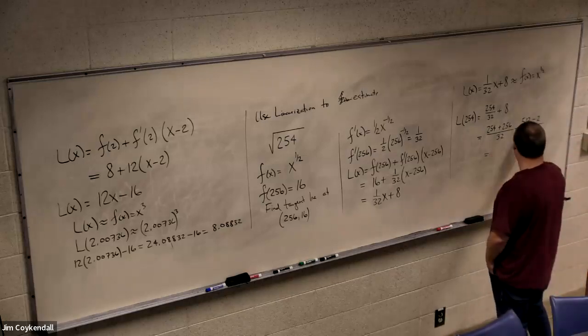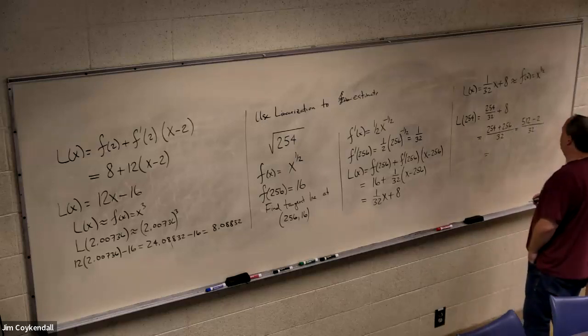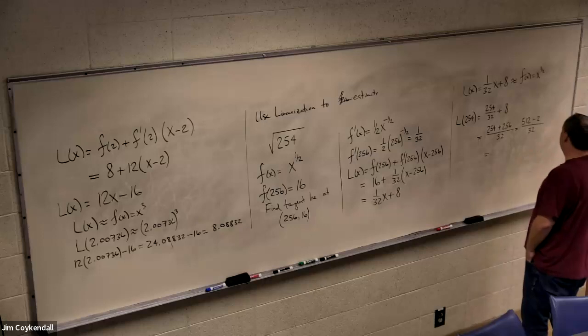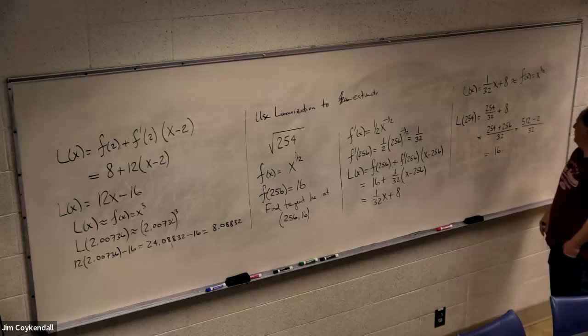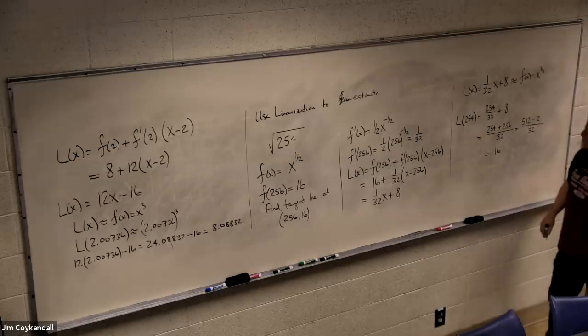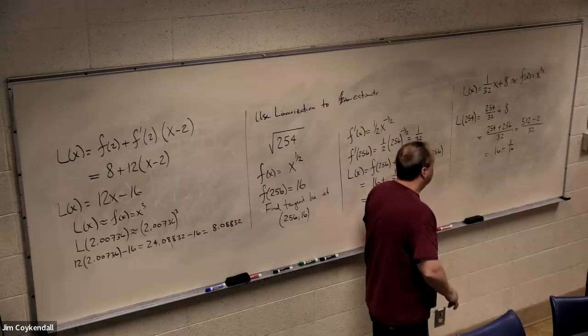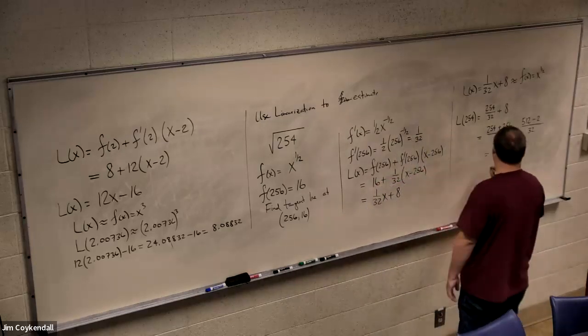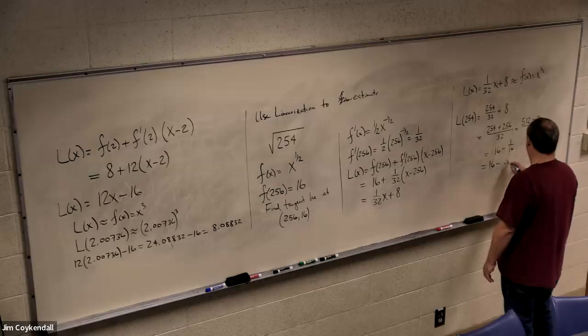The reason I do this is because 512 over 32 is actually 16, minus 1 over 16. That makes it easy. Yeah. 1 over 16 is 0.0625.